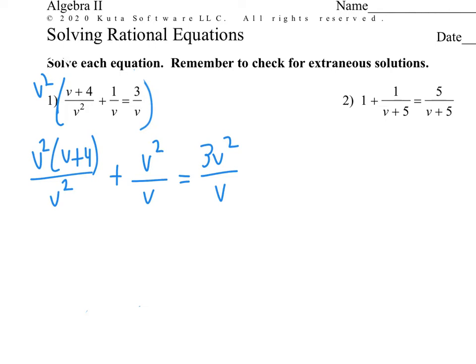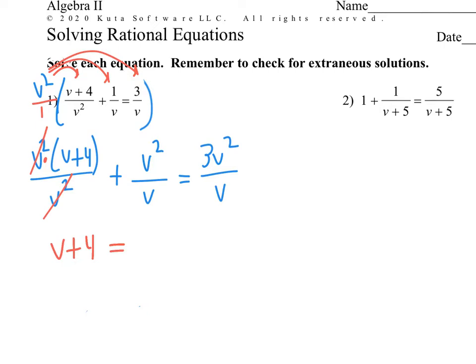Again, we distributed v squared to everything. V squared gets multiplied there, there, and there, with the 1 in the denominator. Now we can do our canceling. V squared cancels with v squared because it's v squared times something up here, so dividing by v squared would undo that. So this is just left with v plus 4.